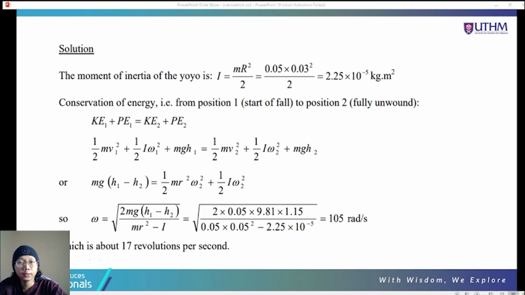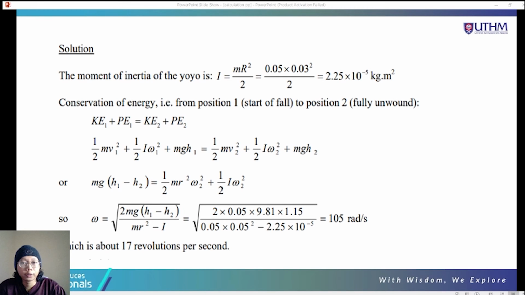So we just need to get back the I that we have calculated at the top, 2.25 times 10 to the power negative 5, which we have already calculated. We just need to put the I into the formula, and then we will get 105 rad per second.